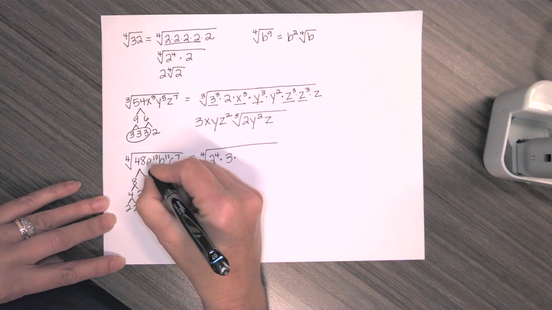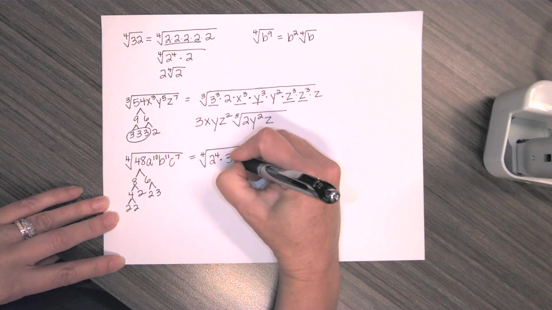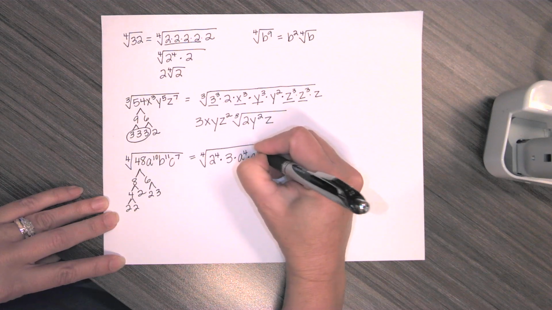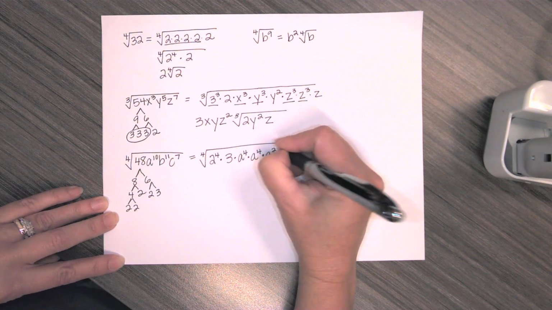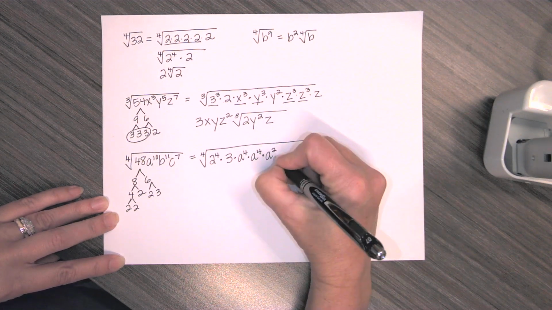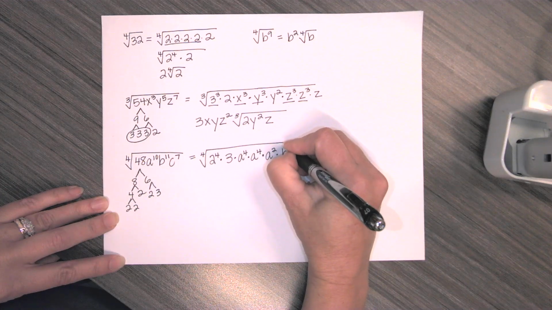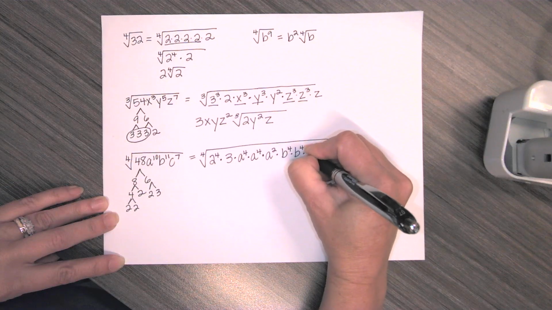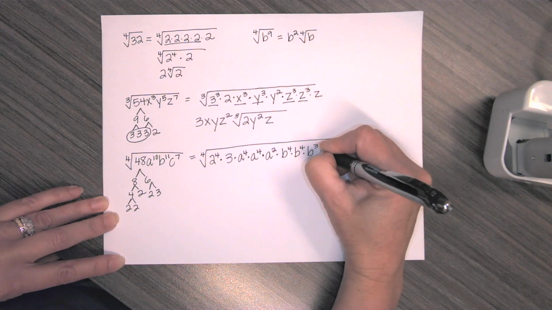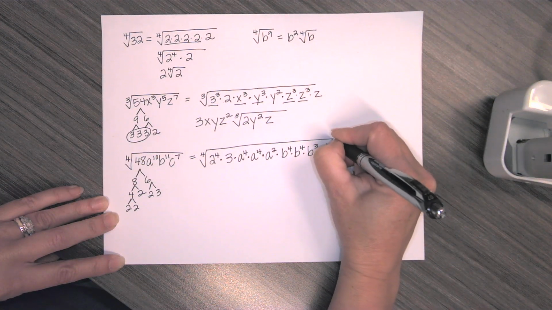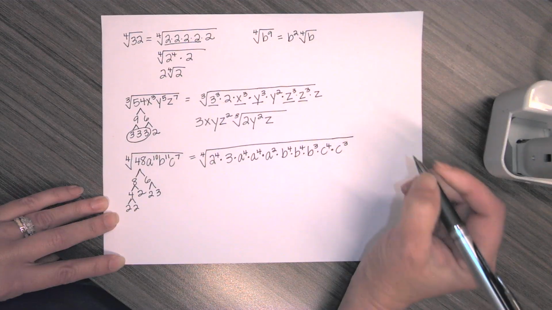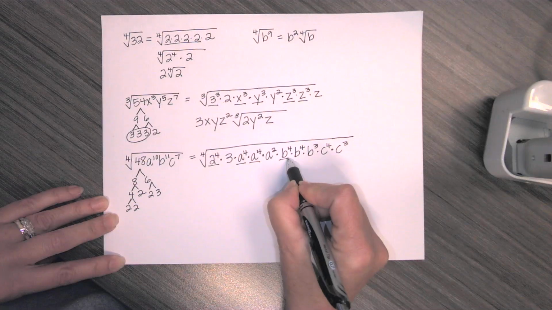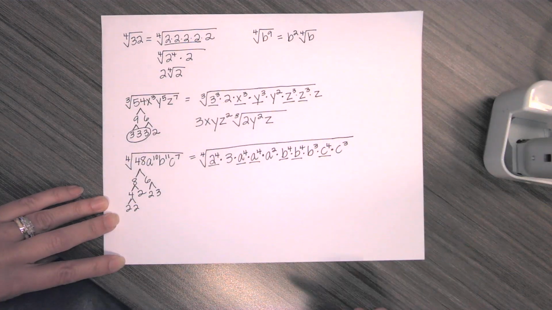Groups of 4 out of a to the 10th: I can get 1 group, 2nd group, that makes 8, so a squared is left over. B to the 11th, I could get 1 group, 2 groups, that's 8, so I'd have 3 left over. And c to the 7th, I could get 1 group of 4 with 3 left over. So I'm going to go find all my groups of 4. These are all the things I can take the 4th root of.